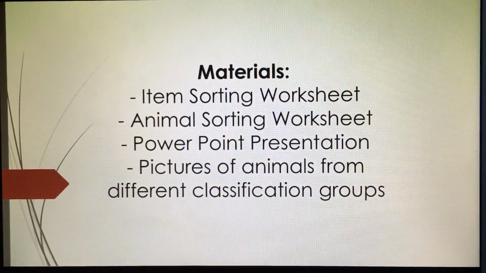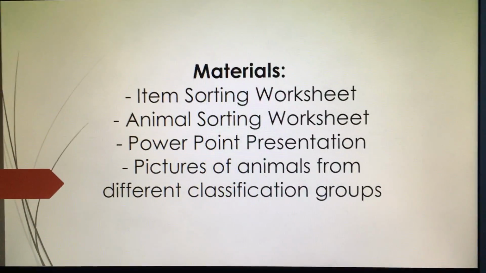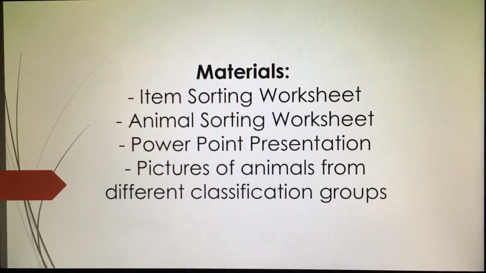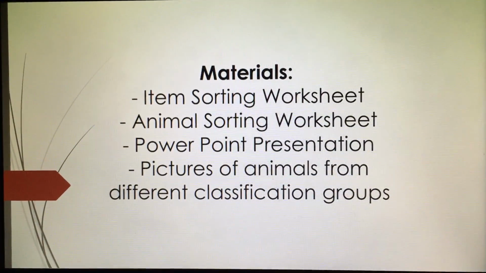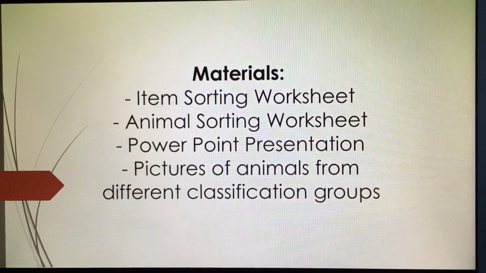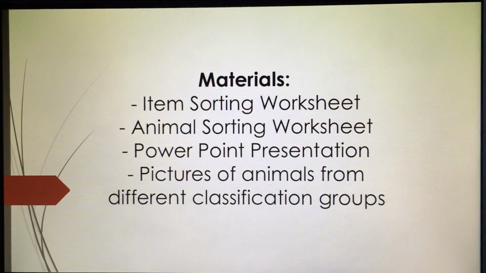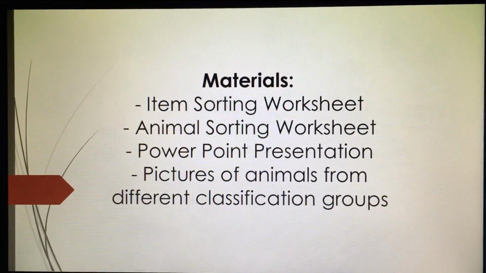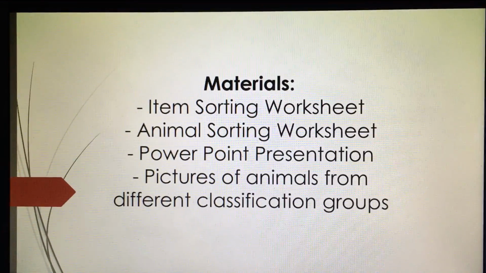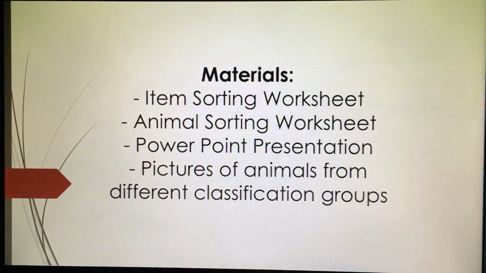The materials that we'll be using today to conduct this lesson are an item sorting worksheet, an animal sorting worksheet, a PowerPoint presentation, and pictures of animals from different classification groups. We'll be using the item sorting worksheet to make sure that students have a basic understanding of how things are categorized and classified, and we'll be using an animal sorting worksheet at the beginning and the end of the lesson to ensure that students have understood what they have been taught.